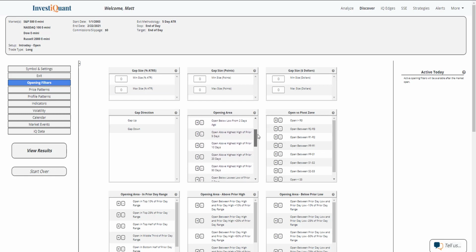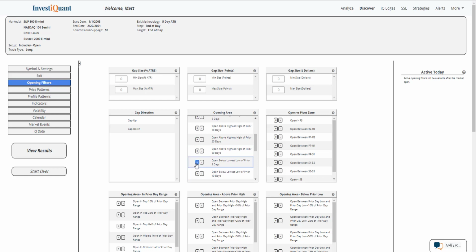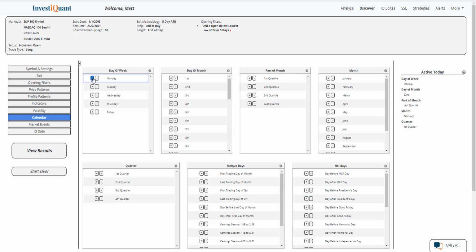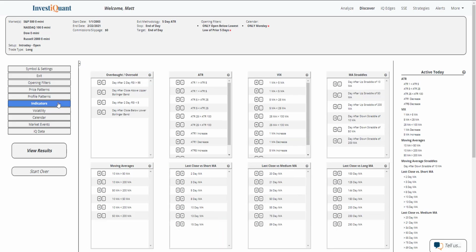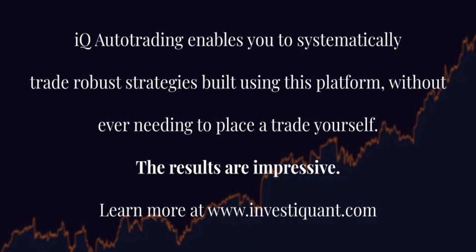So I just need to go to this opening area, scroll down to where it says open below the lowest low of the prior 5 days. That'll put us below last week's low, since we're going to be looking at this specifically on a Monday. So if I go in the calendar, hit equals next to Monday in the day of the week category. And then lastly, I'm going to put us in a similar market environment where we are below a 10-day simple moving average, but above a 200-day simple moving average. Now I can click view results.